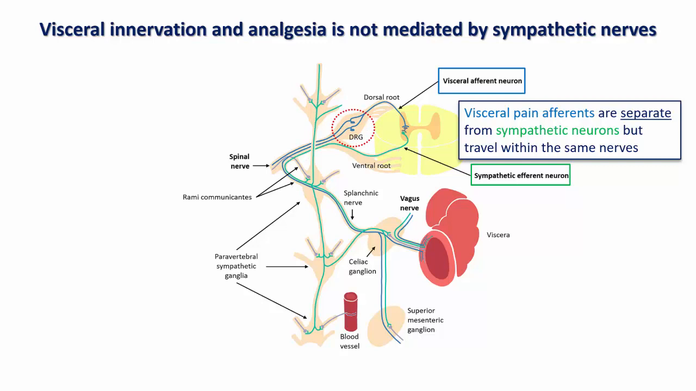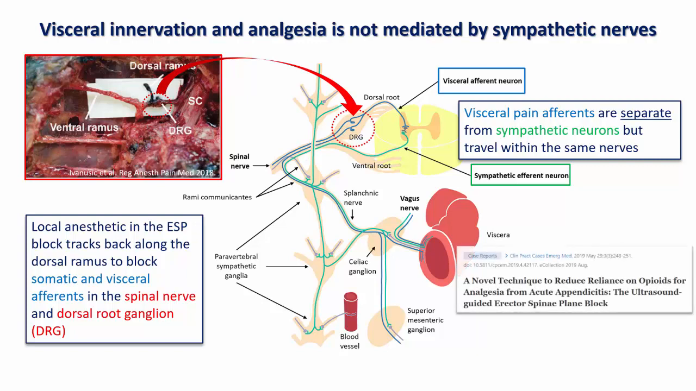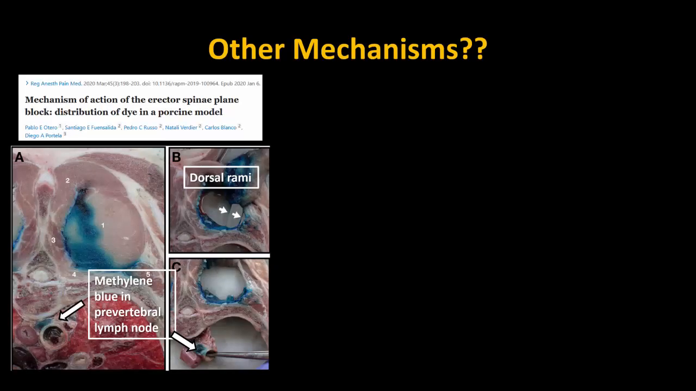Now, the visceral afferents converge with somatic afferents in the dorsal root ganglion, which is why paraspinal blocks, such as the ESP, which can produce local anesthetic spread to this area, can have visceral analgesic effects. And there is evidence of this from case reports of pain relief in purely visceral pain syndromes such as acute appendicitis and pancreatitis.